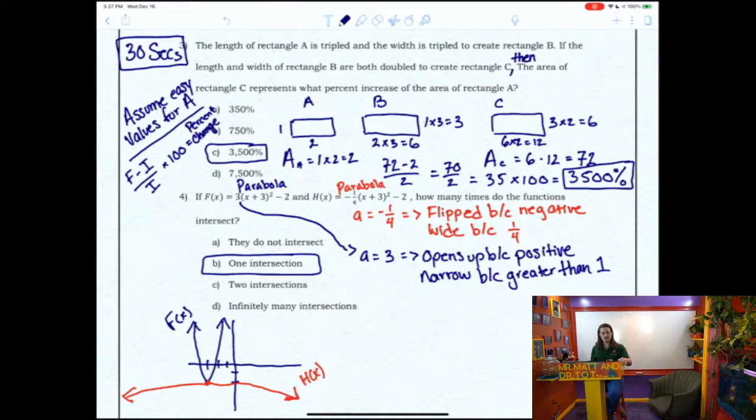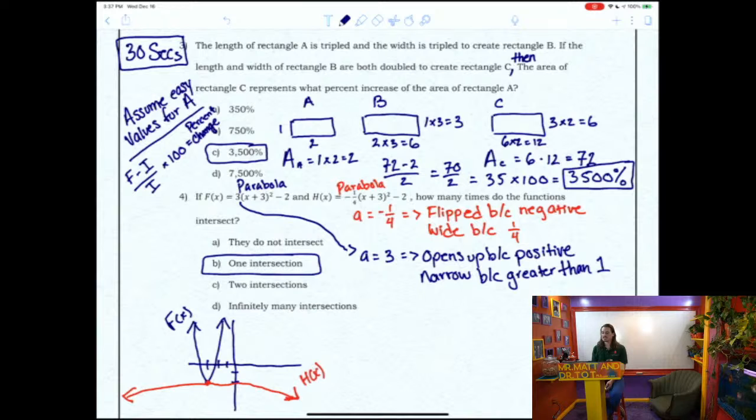Okay, so let's look at these two problems. For number 3, if we assume easy to work with values for the width and length of rectangle A, let's say the width is 1 and the length is 2. Then we get rectangle B by tripling both the length and the width of rectangle A. So 1 times 3 is 3, 2 times 3 is 6, so the width of rectangle B would be 3, and the length would be 6.